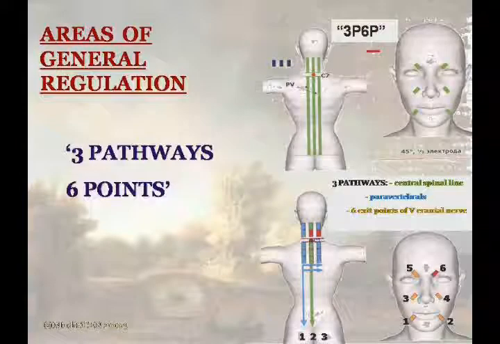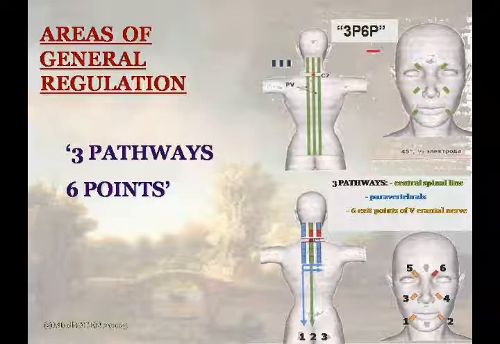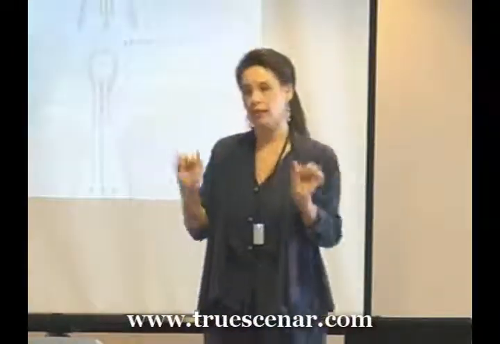One of our main areas of general regulation, our basic area of general regulation, we call 3 pathways, 6 points. And we already touched on that. 3 pathways is the central spinal line, right? And 2 paraspinals, meaning about an inch to the right and to the left from the central spinal line. Kind of where the bladder meridians are going.